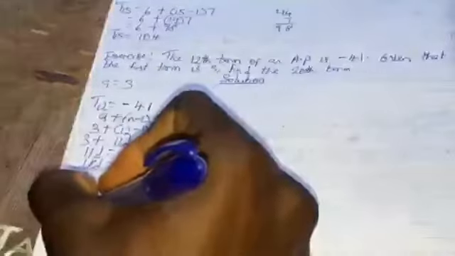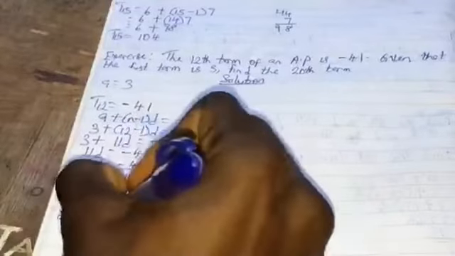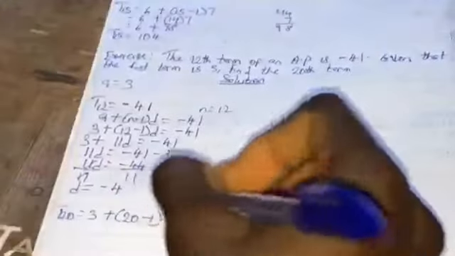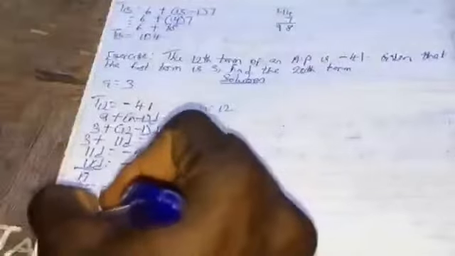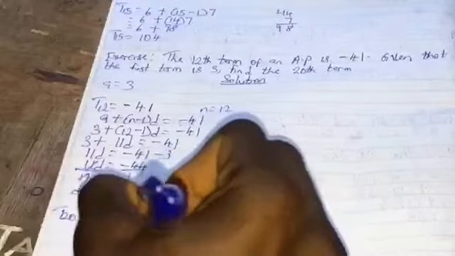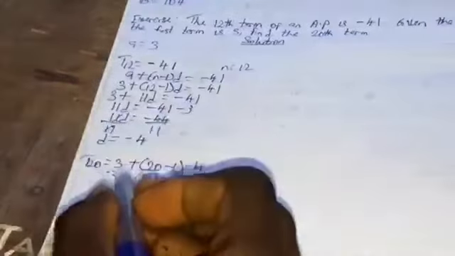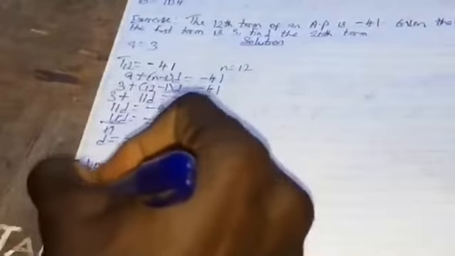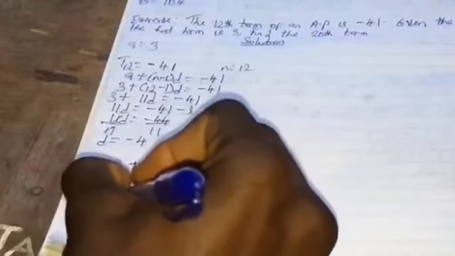Your first term is 3 plus 20 minus 1, and your common difference is minus 4, which you have gotten here. So it will be 3 plus 19 in bracket minus 4. Therefore, 19, plus times minus is minus. Therefore, 3 minus 19 times 4, which is 76. Therefore, your 20th term is minus 73. That's your final answer.